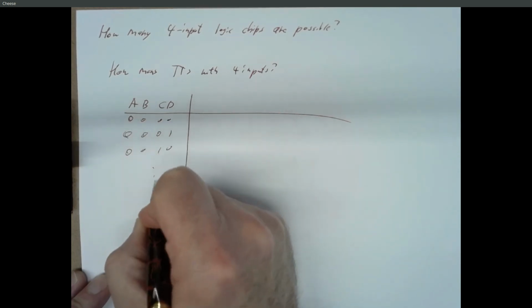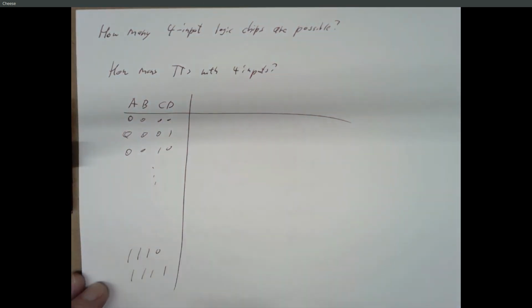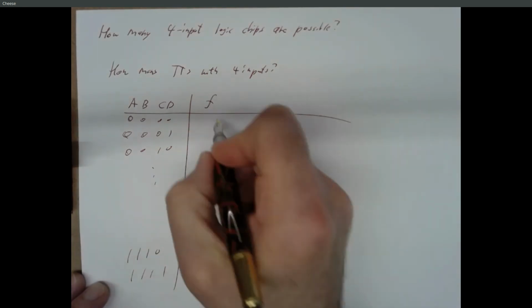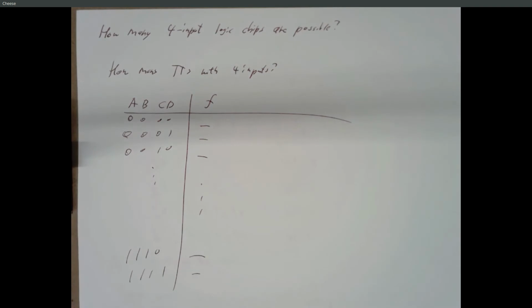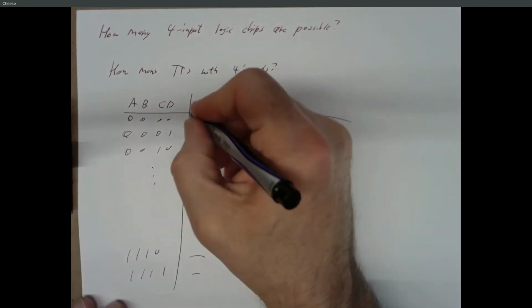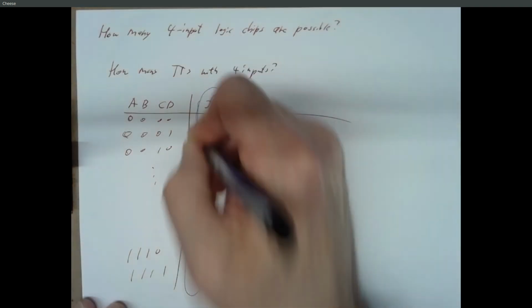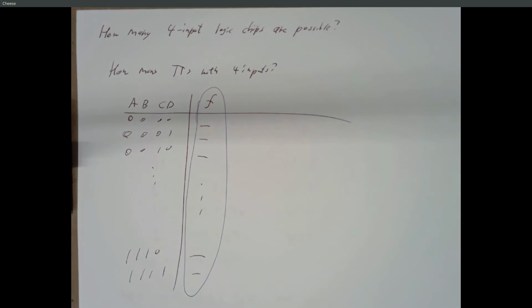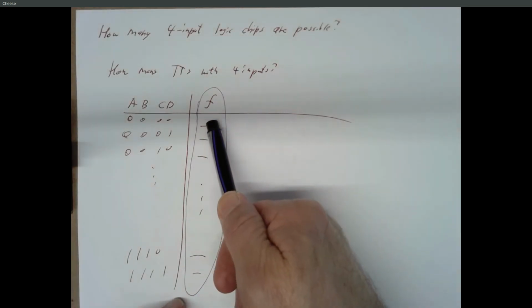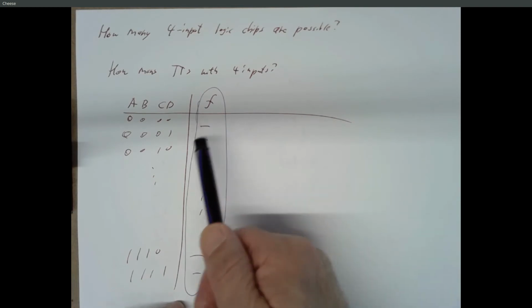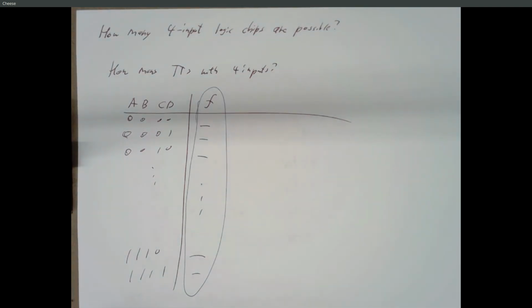And you all remember this, right? Right, and here's our output function f. And the behavior of this gate is completely specified by what we put in this column. And if we put in all zeros with a 1 down here, that's a 4-input AND gate. And if we put in 1s everywhere except the first row, that's a 4-input OR gate.